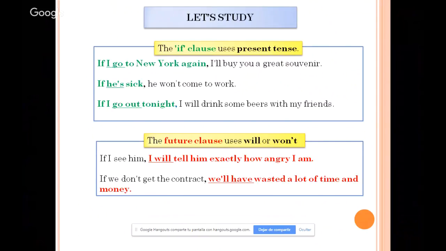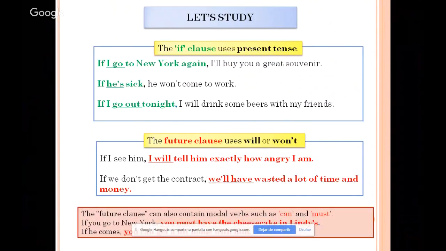You can use I will or the contracted form I'll, which is apostrophe double L. Like here we have will have wasted a lot of time and money. Will, right? Okay, so the future clause, which means the result, can also contain modal verbs such as can or must. Here you have two examples using must or can, which can be used in the result clause, not in the condition.